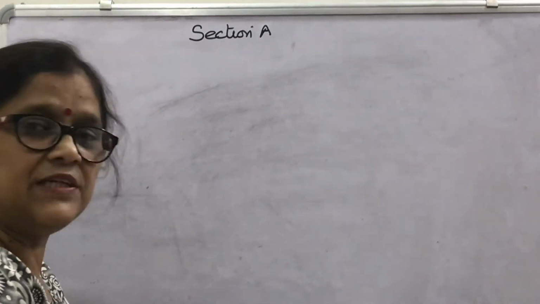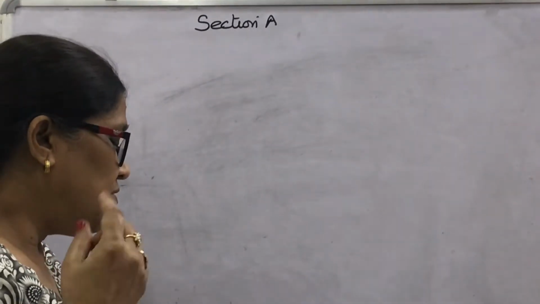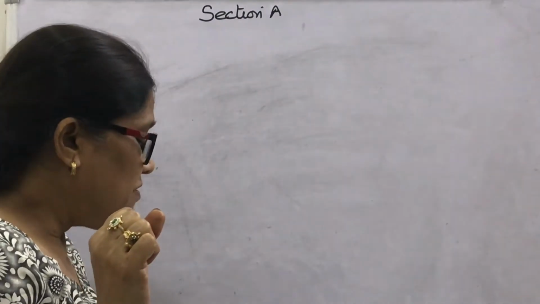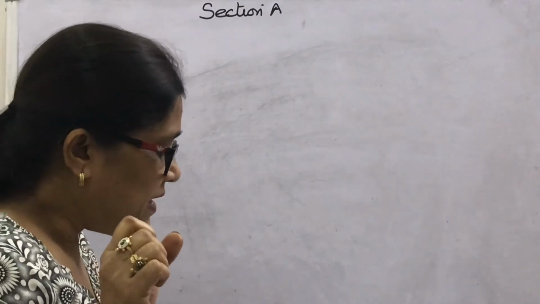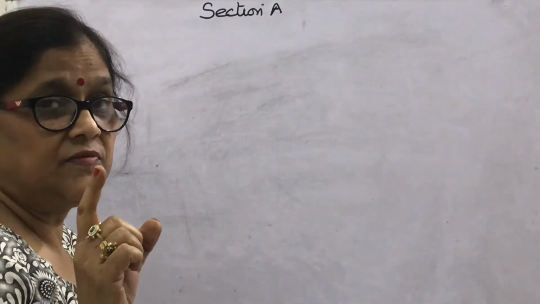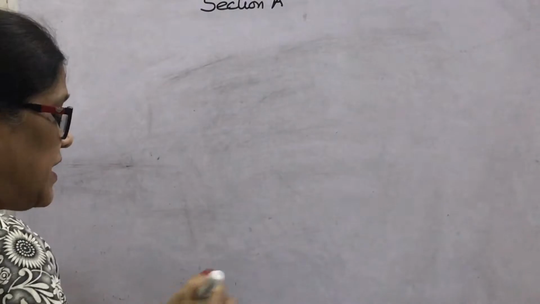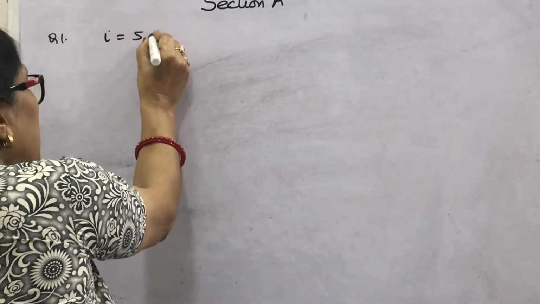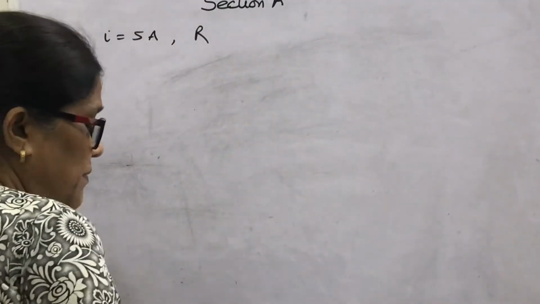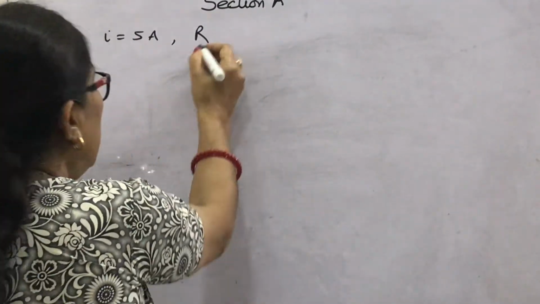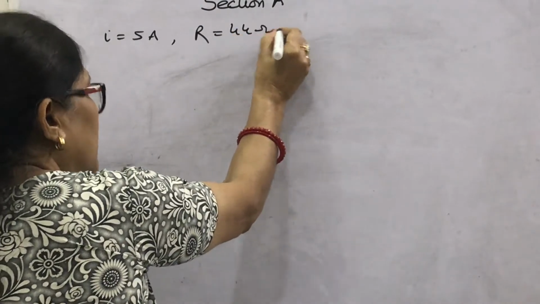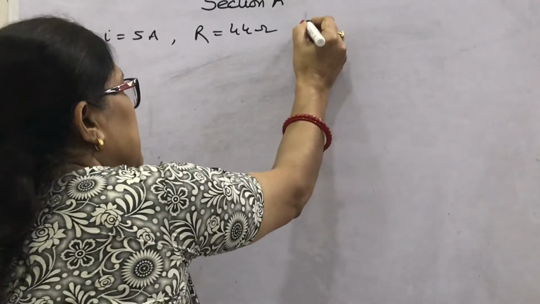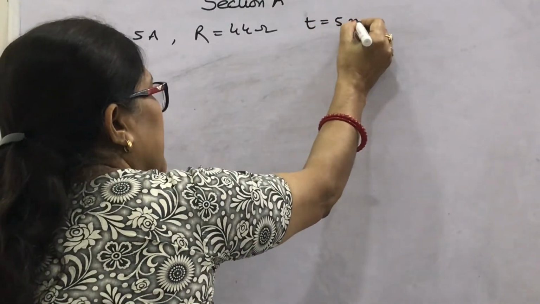The first question says, a current of 5 ampere flows through an electric appliance of resistance 44 ohm. Calculate the energy consumed by the appliance in 5 minutes. What are the given values? Current of 5 ampere, question 1. So this I is 5 ampere. Resistance of the appliance is 44 ohm. So this is 44 ohm, and energy consumed you have to calculate in 5 minutes. So T is 5 minutes.